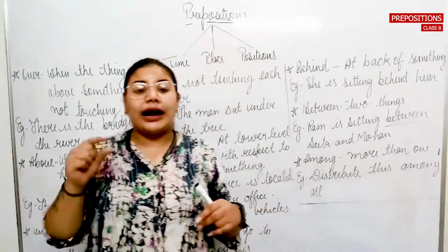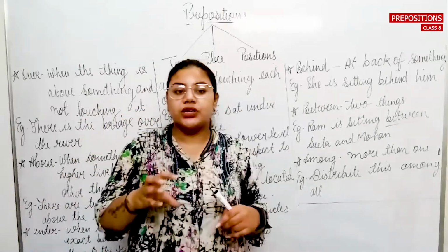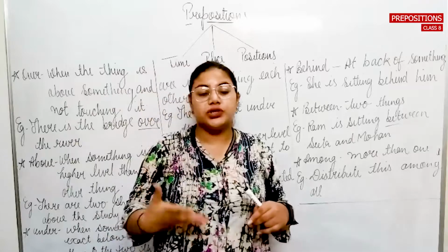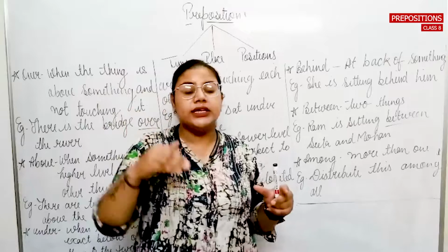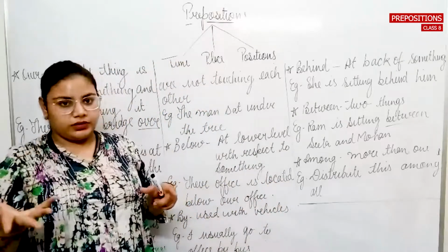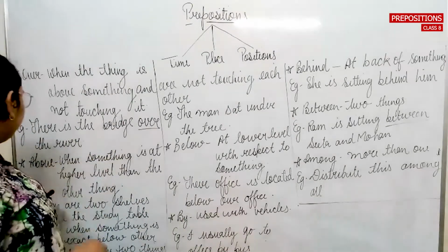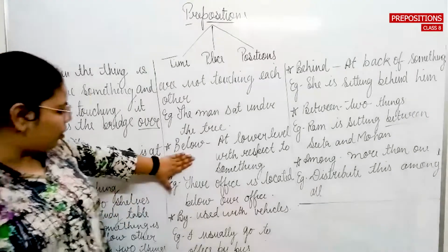When we are using under, we need to keep in mind that the particular thing or person about whom we are talking is exactly under the other thing. Okay, so next, here we have done over, above, under, and below also we have done.